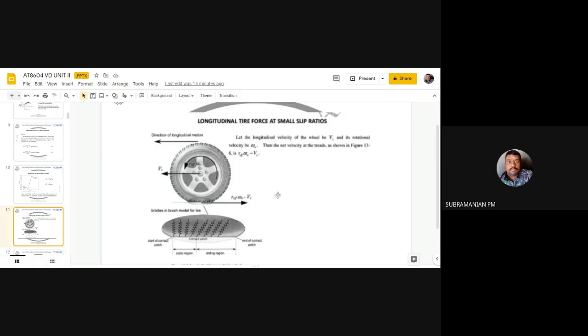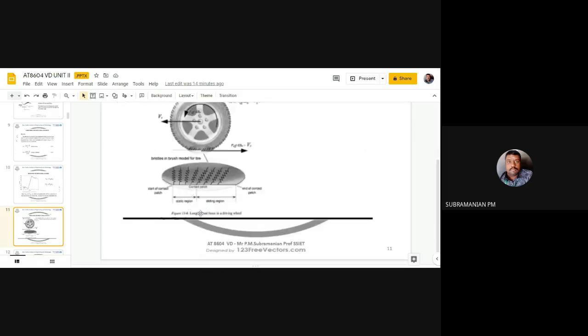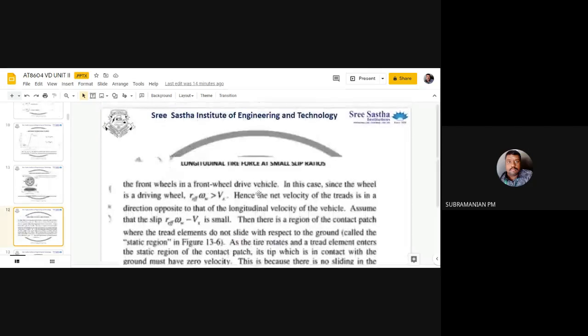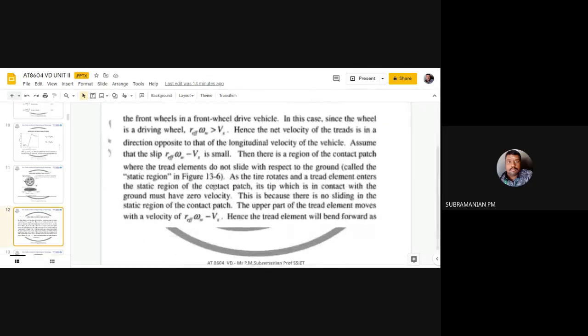Okay, so you can see two regions, a static region and a sliding region, and this one is a contact patch. In the static region, you can see the springs are not getting deflected. In the sliding region, the springs will be getting deflected. Okay, so you can see what I have explained.